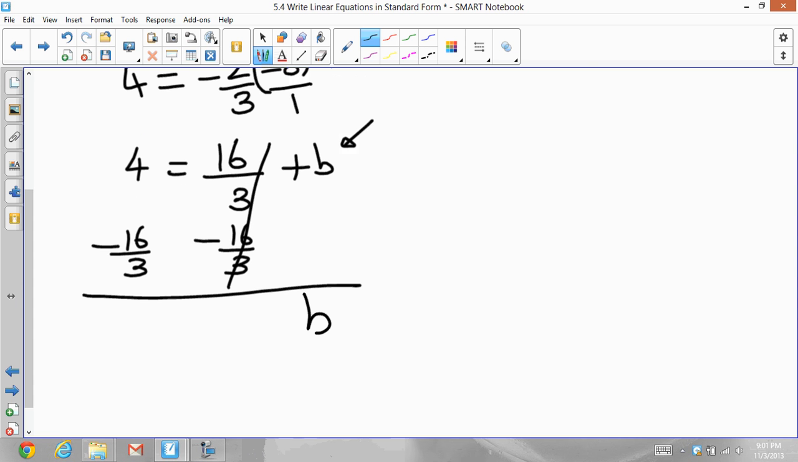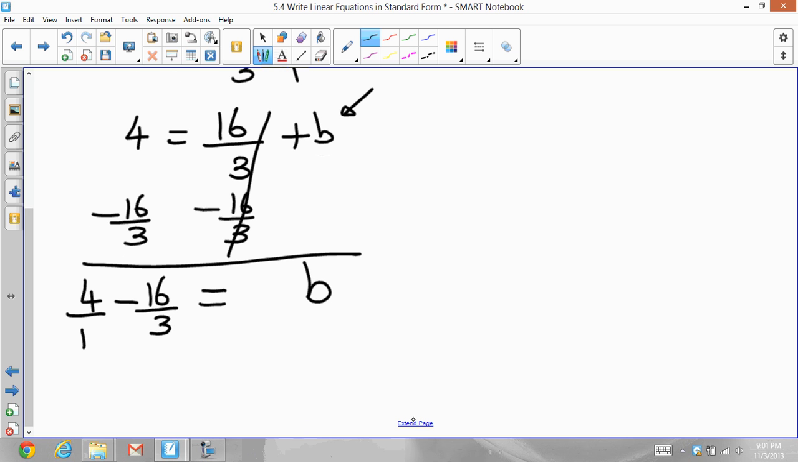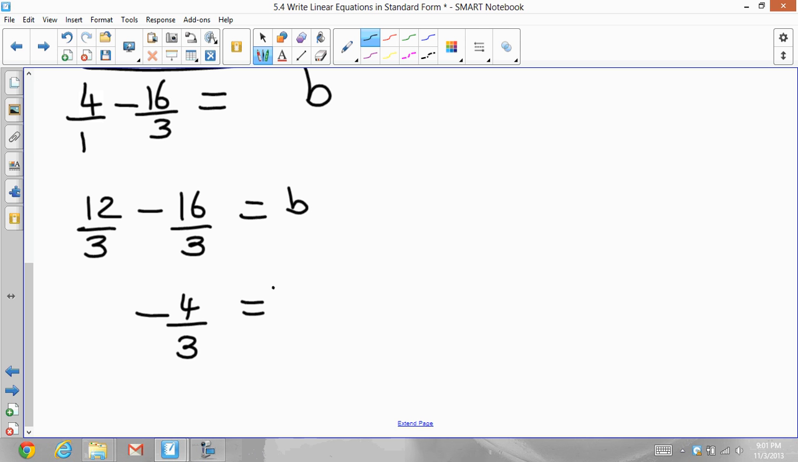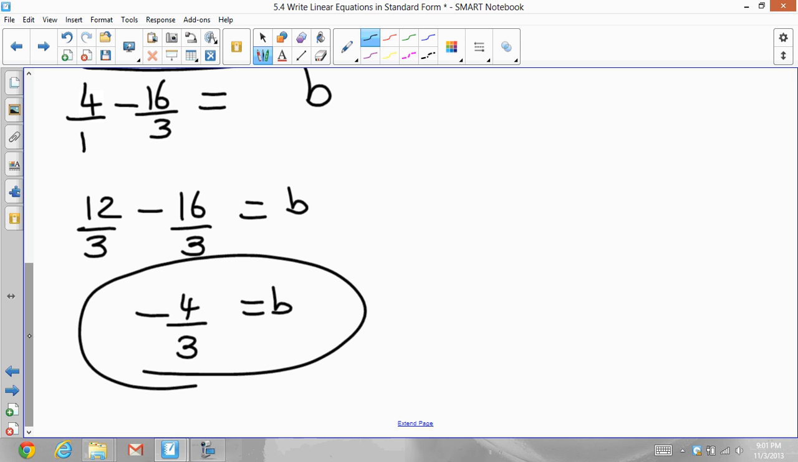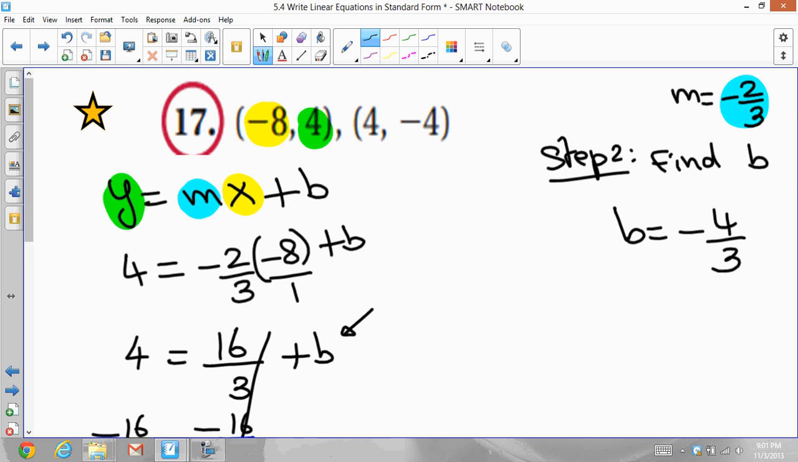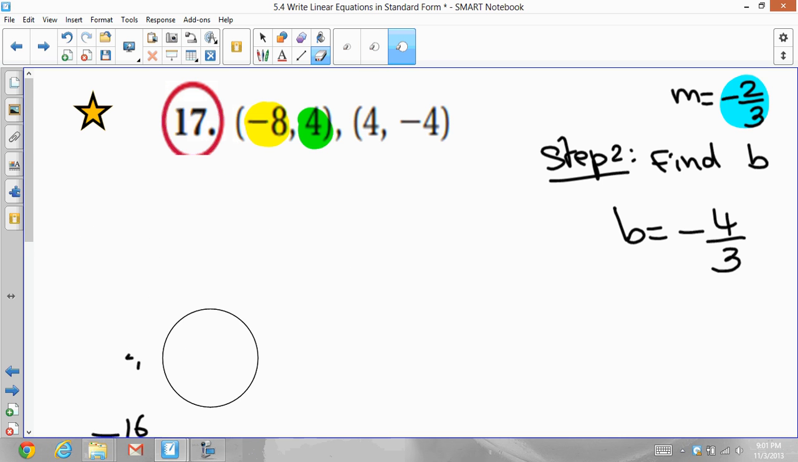Cancel, and you get b is equal to, you need to combine 4 and negative 16 over 3, and this comes from your elementary math. Keep the denominator the same, so that is going to be 12 over 3 minus 16 over 3 equals b. 12 over 3 minus 16 over 3 combines to give you negative 4 over 3, which is your b, which is your y-intercept. Once you have your slope and once you have your y-intercept, it is easy to construct an equation, which is what we're going to do right now.